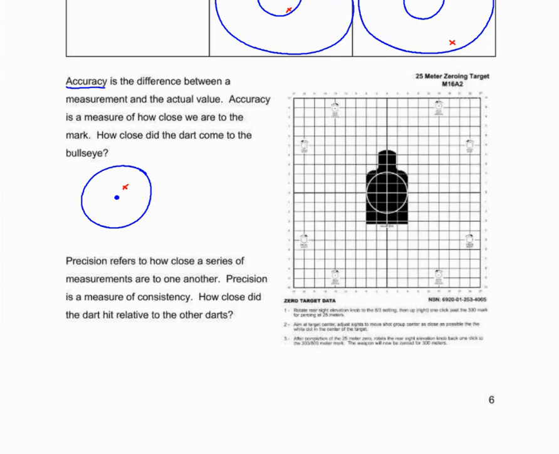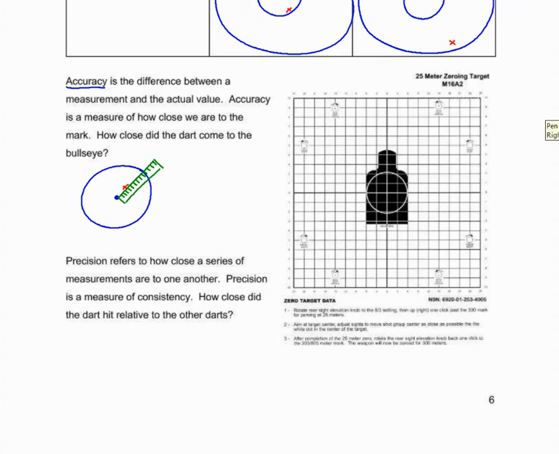So we want to measure accuracy. How far was the dart from the bullseye? So you could get out a ruler and put it up here, and you could take a measurement and maybe come up with some sort of an idea of the accuracy of this dart in relationship to the bullseye. How close was the dart to the bullseye?